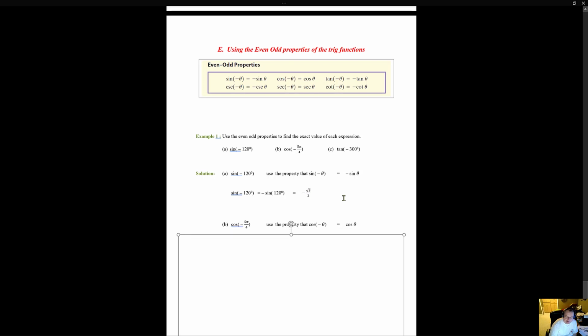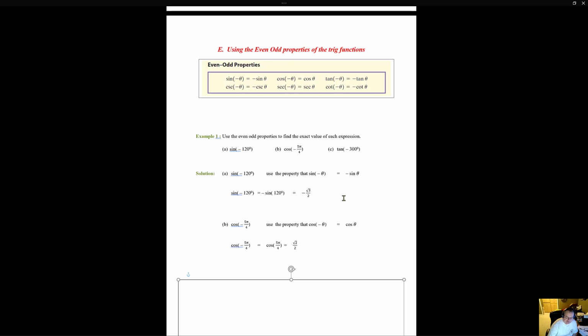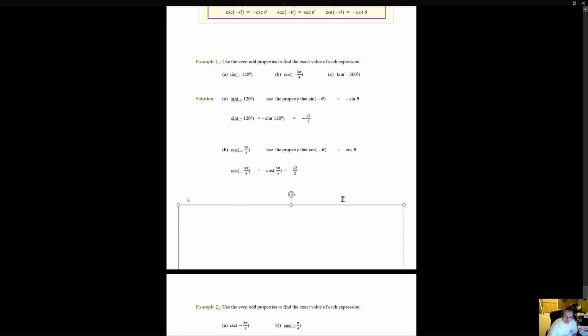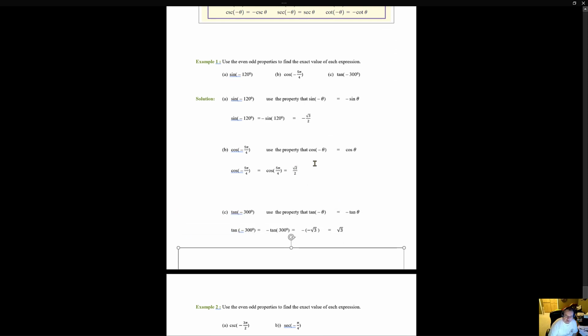What about cosine of negative 5 quarters? Well, it's the same as just the normal cosine of positive 5 quarters. And if you look that up in the unit circle, it's root 2 over 2. And what about the tangent of, say, something like negative 300? Well, it's the negative of the tangent of 300. Now you look up the tangent of 300 and it's a negative root 3. So it's a negative of this, so it ends up being positive root 3.